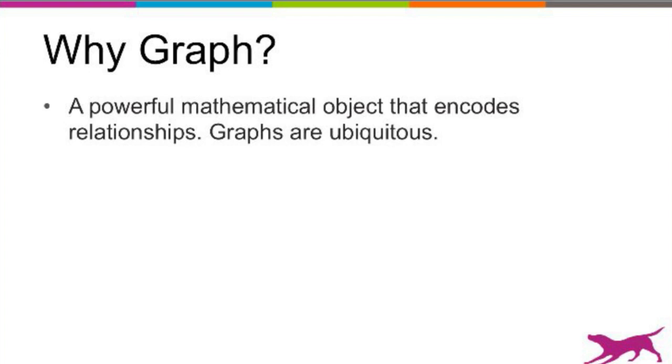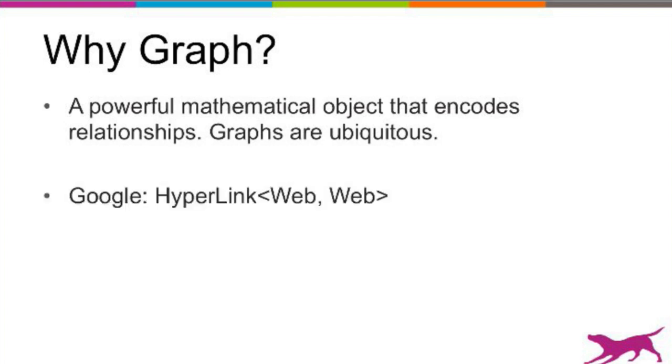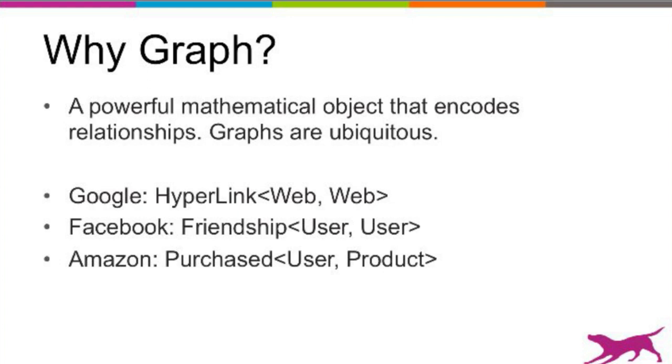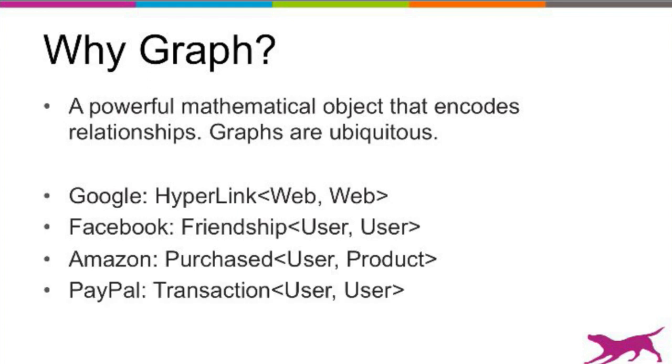A lot of successful companies build their products and provide value on top of insights extracted from graphs. For example, Google uses PageRank to rank pages, Facebook recommends friends using the graph between users, and Amazon recommends items you may want to purchase based on the graph between users and products. PayPal can do fraud detection based on the transaction graph among users. This is why we care about graphs.